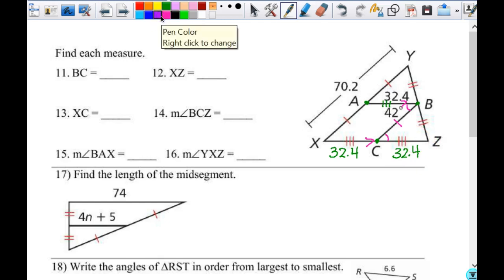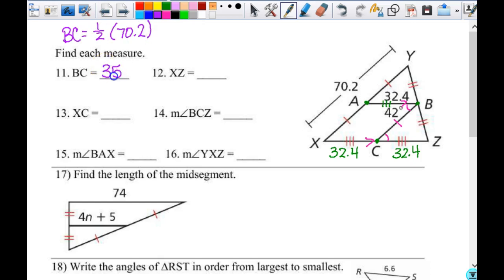All right, so first I'm looking for the length of BC. Well, BC is this mid-segment. It is parallel to this third side, and it's half its length. So the setup is that the mid-segment, which is BC, is equal to half the length of the third side, which is 70.2. So that means that's just going to be 35.1. I'm going to label it here.